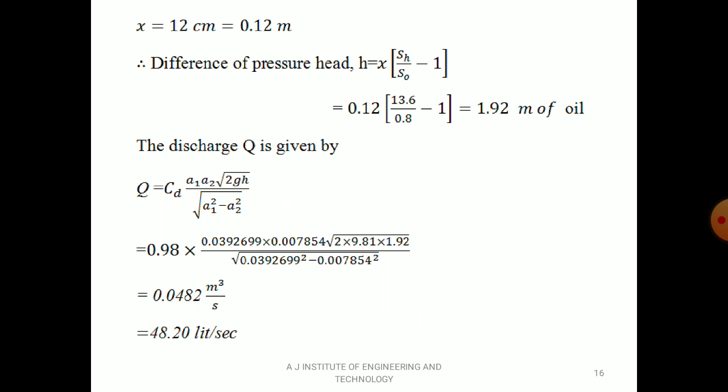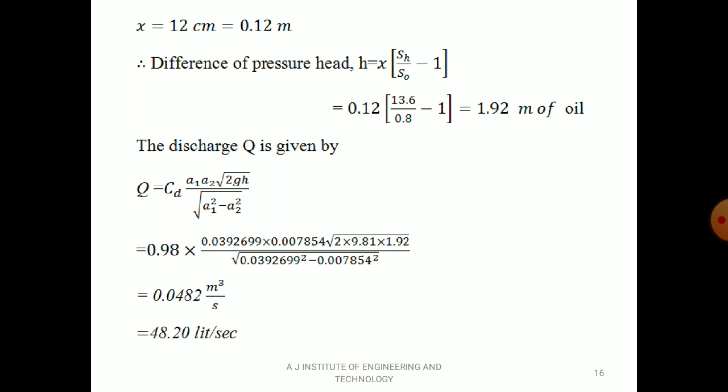So that is the value of H, equal to 1.92 meter of flowing fluid. The flowing fluid is oil here, so 1.92 meter of oil. Discharge Q is given by Q equal to CD into A1 A2 square root of 2gH divided by square root of A1 square minus A2 square. CD value is 0.98, A1 is 0.0392699, A2 is 0.007854 and H value is 1.92. Just substitute and get the value of Q.